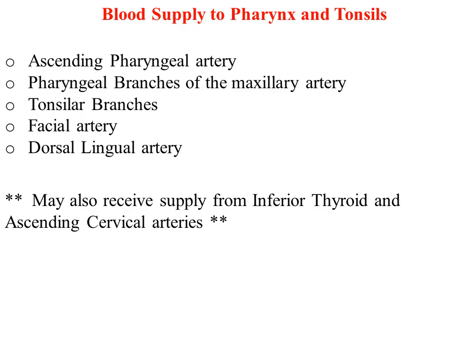Blood supply of the pharynx: we have the ascending pharyngeal artery, the pharyngeal branch of the maxillary artery, tonsillar branches of the facial artery, and the dorsal lingual artery. And it also may receive blood from the inferior thyroid and ascending cervical arteries.